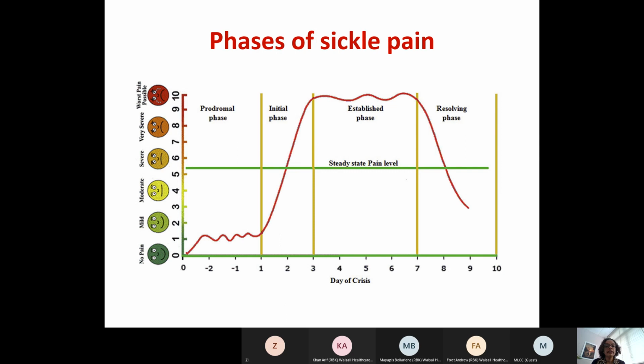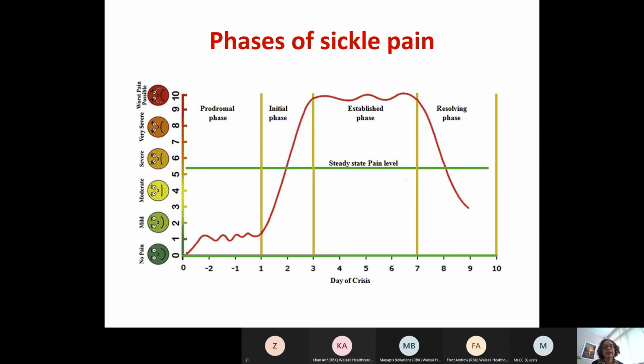So if I just talk a bit about sickle pain, because this is the thing that most commonly presents with the patients, most commonly present. So we can see here on this chart there are different phases of pain, leading up to a crisis. So the patients usually feel a crisis coming on.